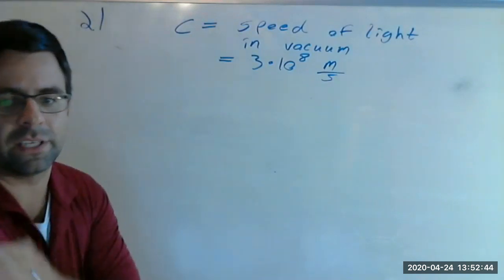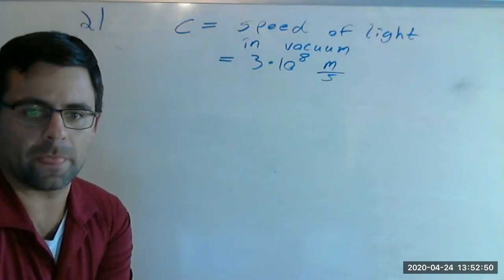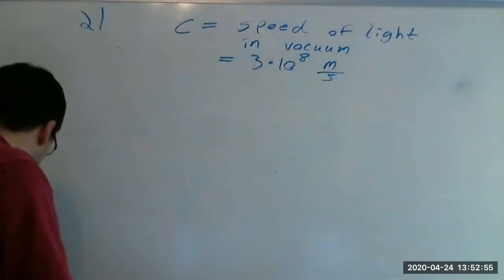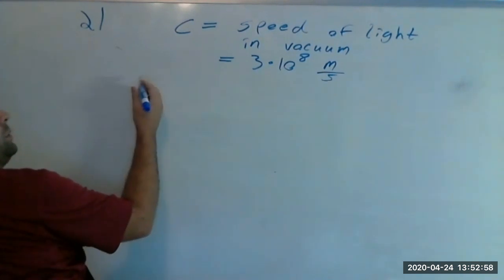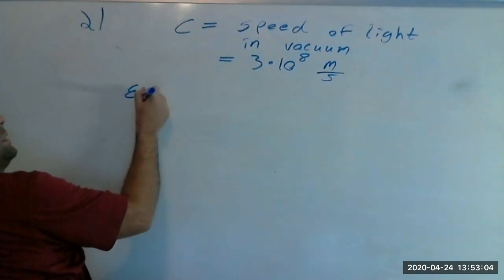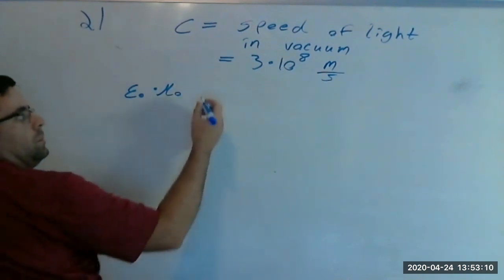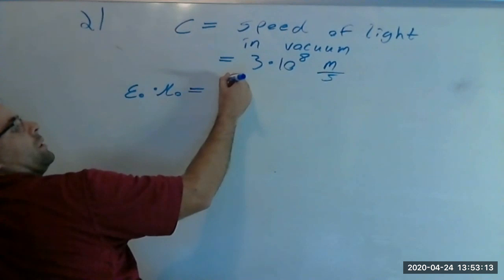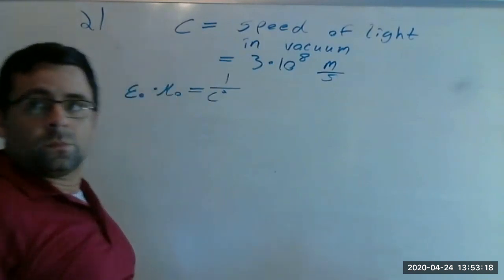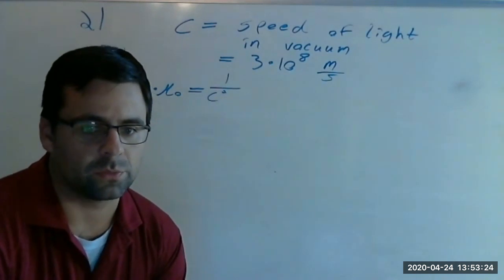So the only way light speeds up or slows down is if it goes into something. And this is related to electricity and magnetism because of our two constants, epsilon naught times mu naught equals 1 over c squared. So this is how we derived the speed of light.